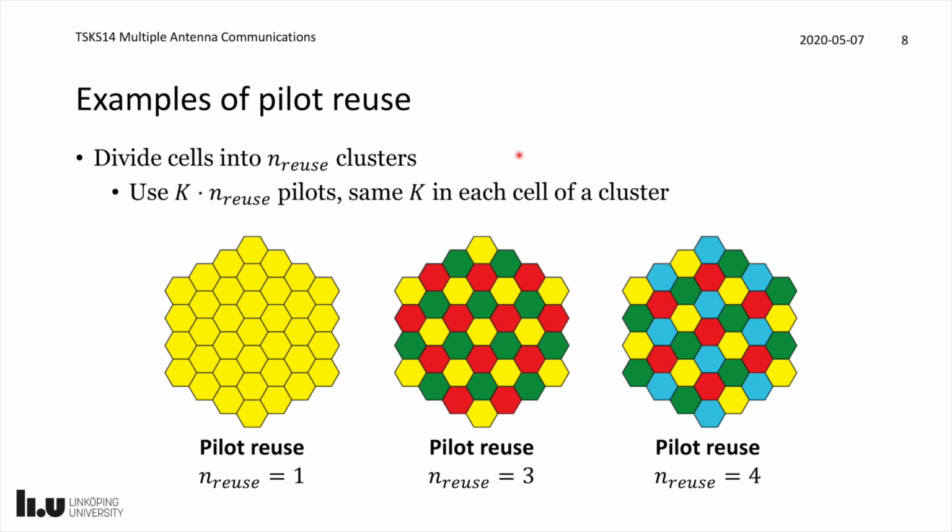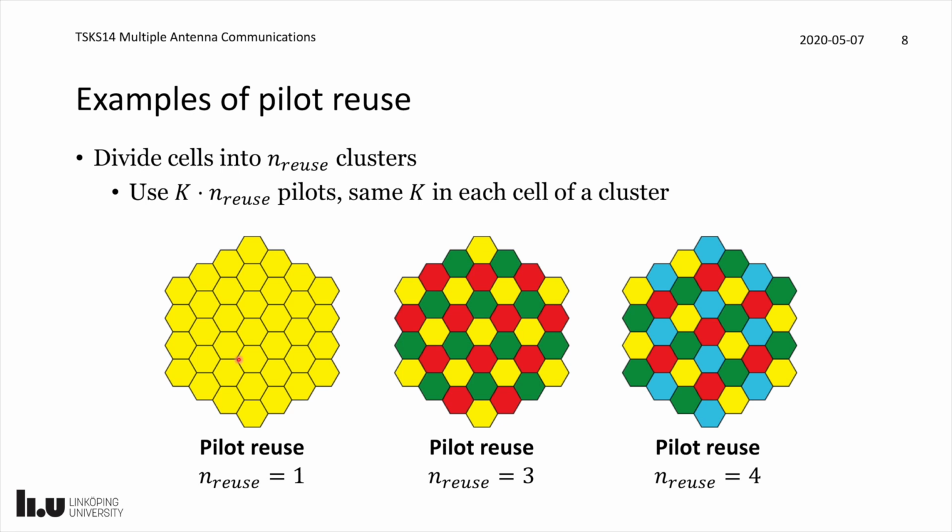We can define what is called the reuse factor, which is telling us how frequently we are using the same pilots again. So if we have an n reuse equal to 1, that means that in every cell we use the same pilots. If we look at the center cell here, we have k pilots, then the same k pilots are used in the next cell, and the next cell, and the next cell, and so on. And that means that we need k times n reuse pilots in total. So k times 1, so just k pilots.